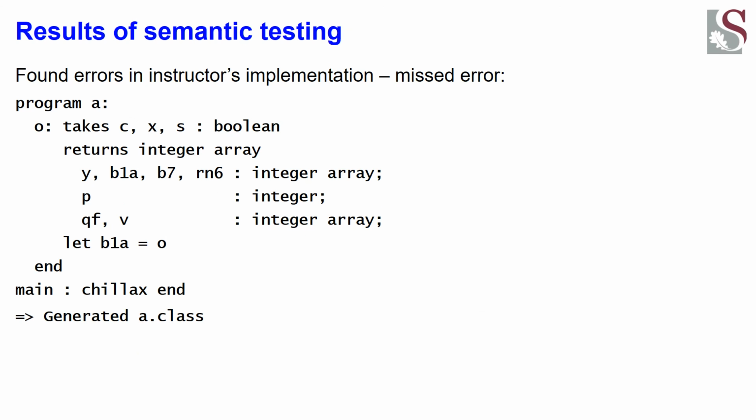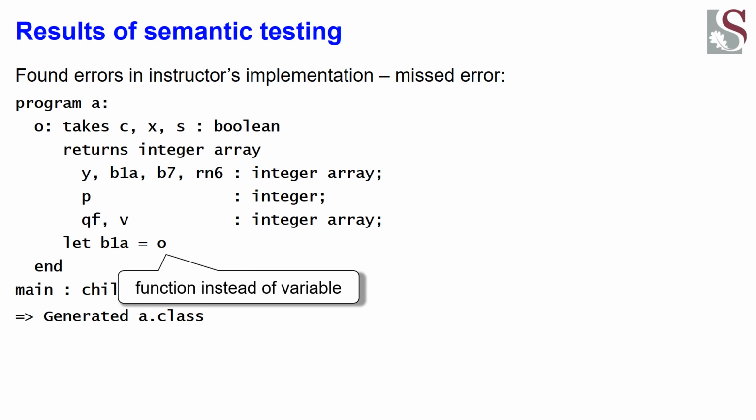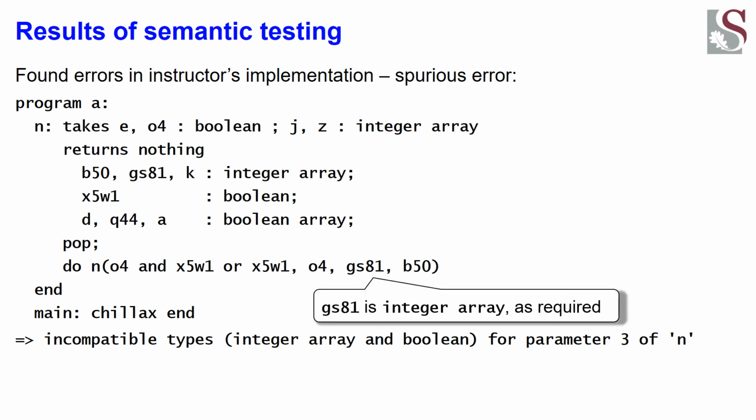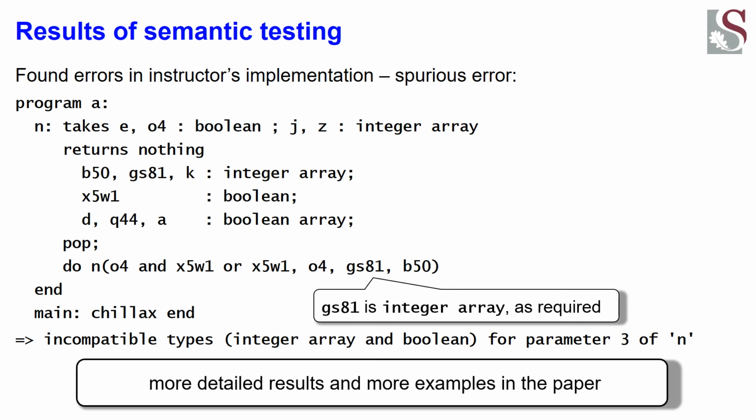Here is an example where the compiler accepts the input, but should find the injected semantic error. The assignment let b1a equals O is incorrect because O is a function, not a variable, but the compiler cleanly generates code. In the second example, the instructor's compiler throws a spurious error message about incompatible types. But the actual parameter GS81 does have the required type integer array. There are more details and more examples in the paper, so read up if you're interested.